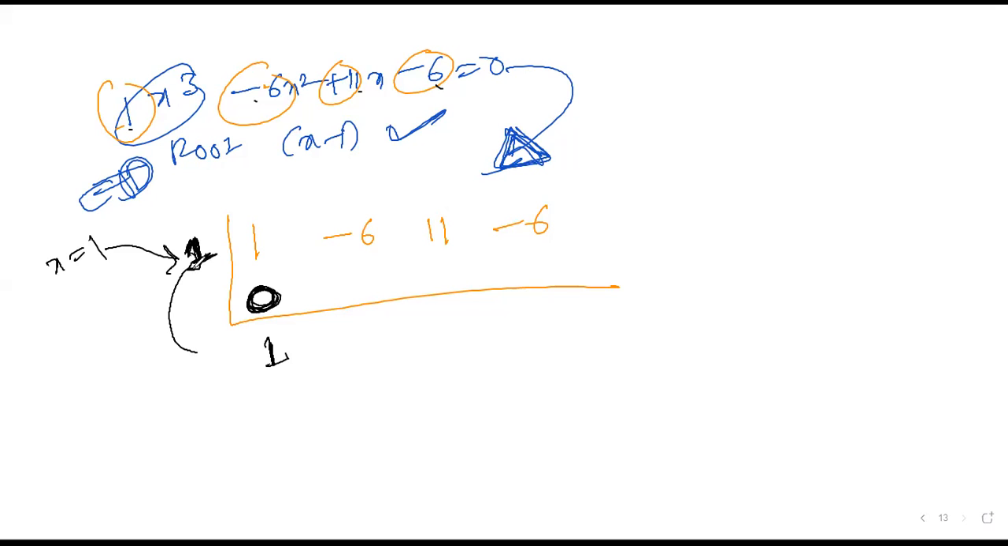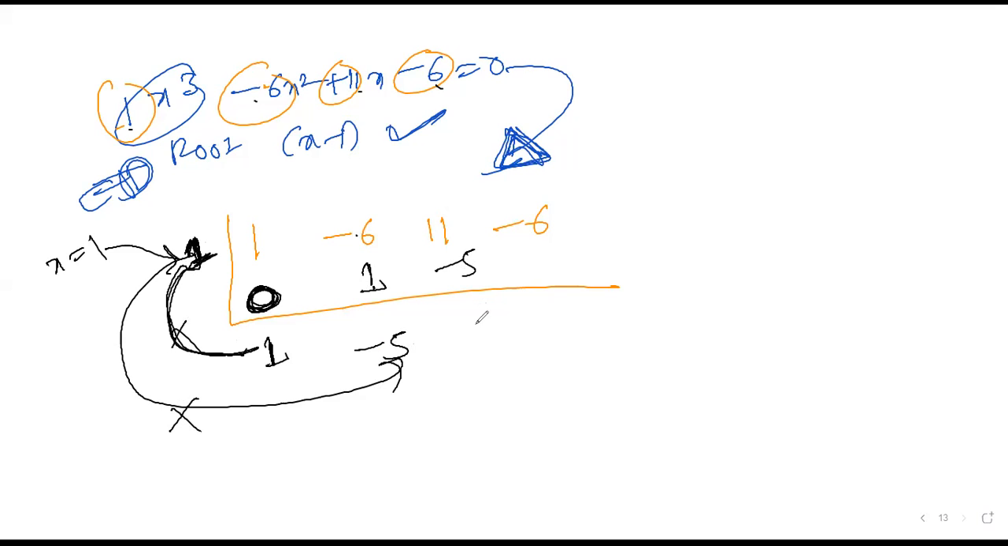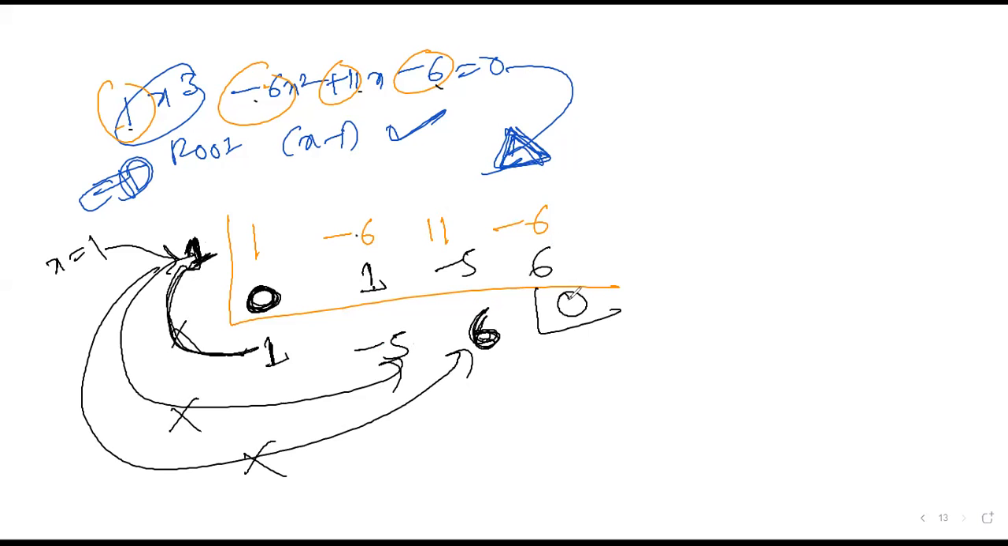Next, you multiply 1 into 1. 1 into 1, how much? 1. Write like this here. Minus 6 plus 1, minus 5. Next, 1 into minus 5, minus 5. Minus 5 plus 11, 6 you got. Next, 1 into 6, 6. Minus 6 plus 6, answer is 0. Here you have to get 0. If you got 0, then your procedure is correct. Otherwise, your equation is wrong. Clear?